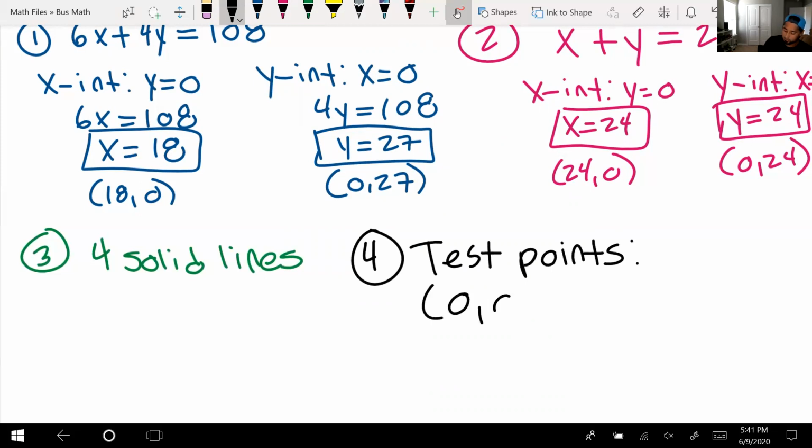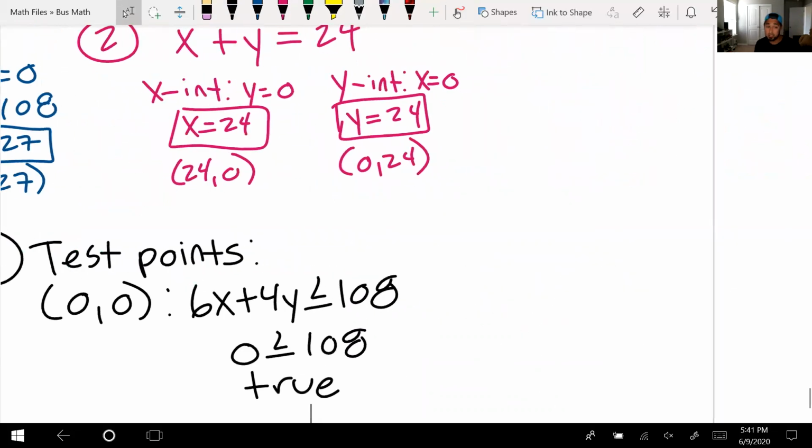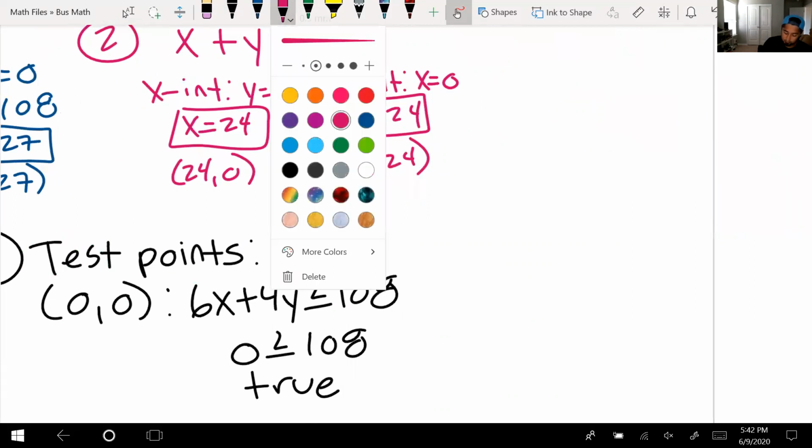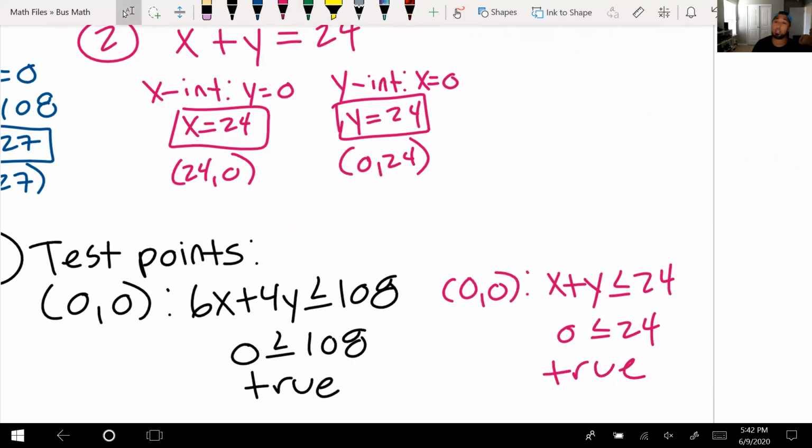Test points, 0, 0 into 6x plus 4y less than or equal to 108. Plug in 0. You'll get 0 less than or equal to 108. That is true, which means shade down. And then again, I'll plug it into the red one. Into x plus y less than or equal to 24. 0 less than or equal to 24. True. Shade towards 0, 0.